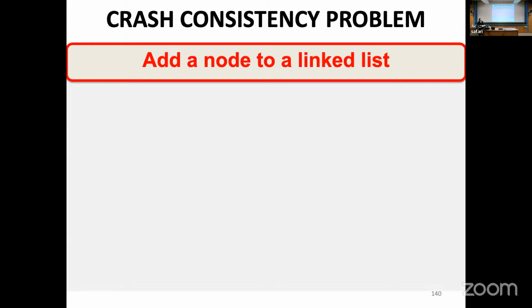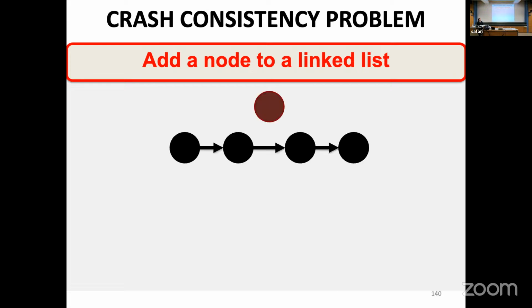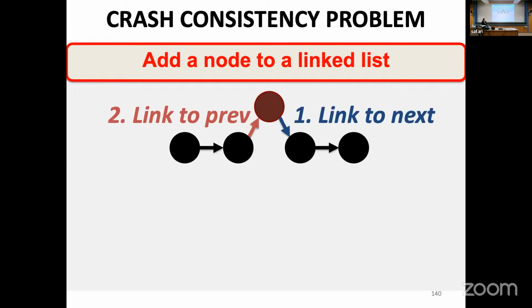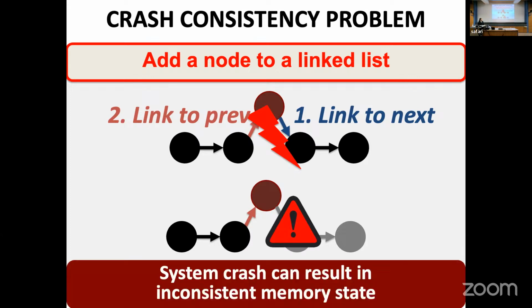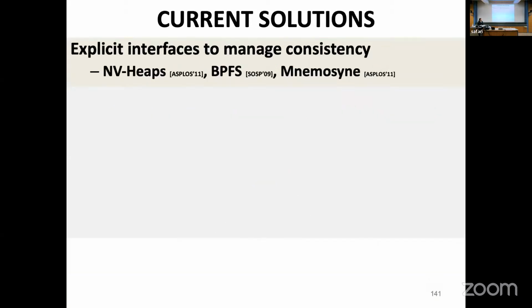So let's have a look at an example of the consistency problem. For example, here I need to add a node in the linked list. Firstly, I link to the next one, and I link to the previous one, and I remove the link between these previous two nodes. However, let's think of a situation where we have a power down when we link the node to the next. Then we lose this data, right? This causes a problem: the system can cache, resulting in an inconsistent memory state.